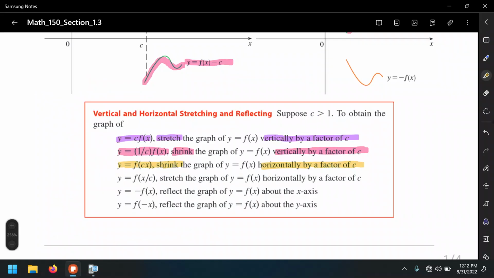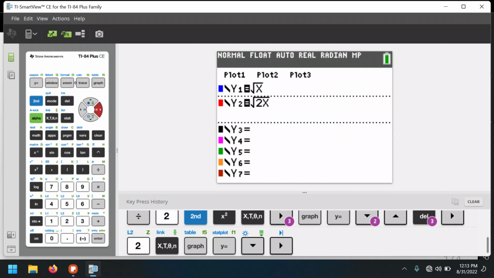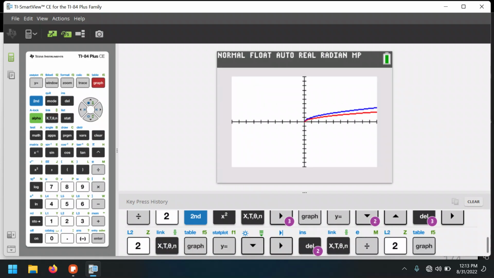And the other piece of information, well, this would be the opposite, right? It would be stretched horizontally. Let's see how that works. Delete. I'm going to do x over 2. And see how this red graph is stretched horizontally, or at the same time is also shrunk vertically. It's either way to see it. It's fine.